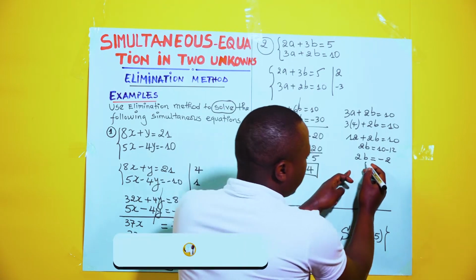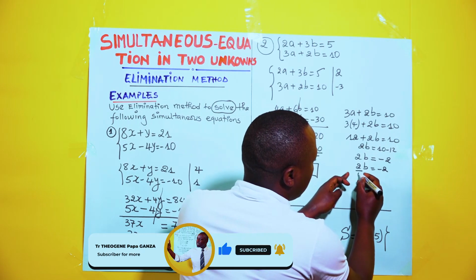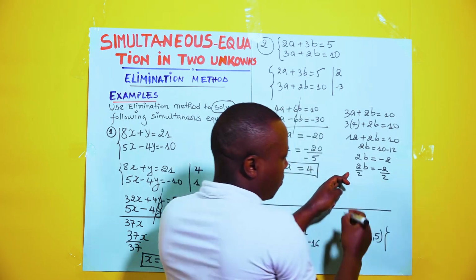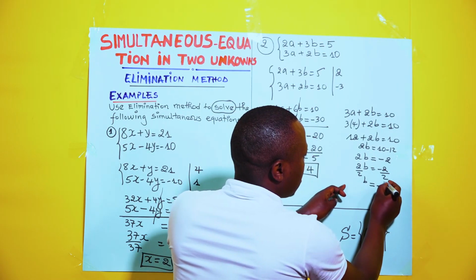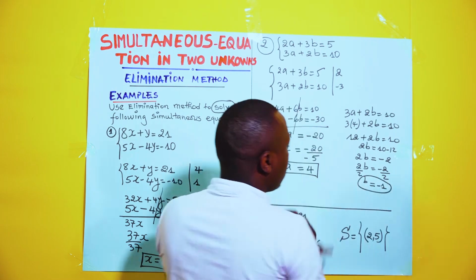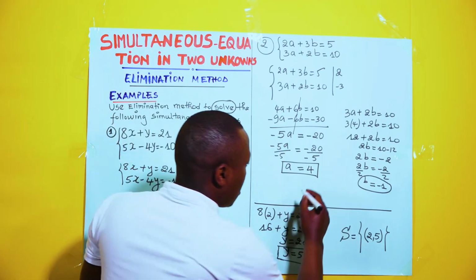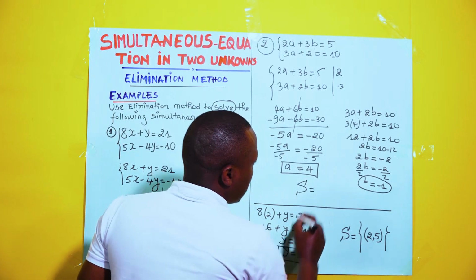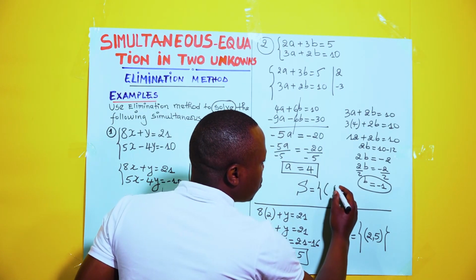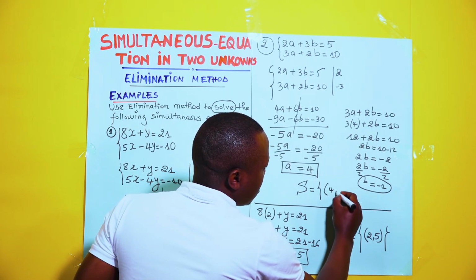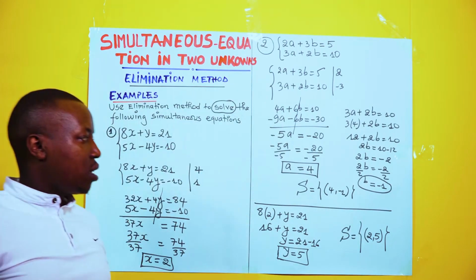And then, how can you find b? 2b equals negative 2. Let us divide here by 2, and also divide by 2 there. So the value of b here equals what? This gives us negative 1. So this is the value of b. And we shall write the solution set the same way as this one. Solution set, we start from a. It is a couple of two numbers. One is 4, another one is negative 1. So this is the solution set for a question like this one.